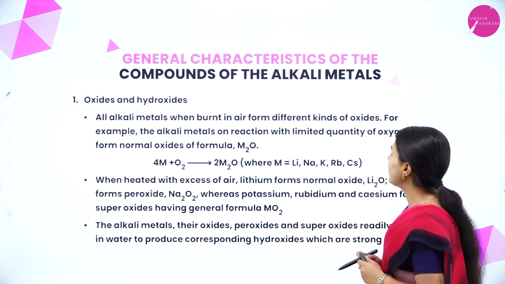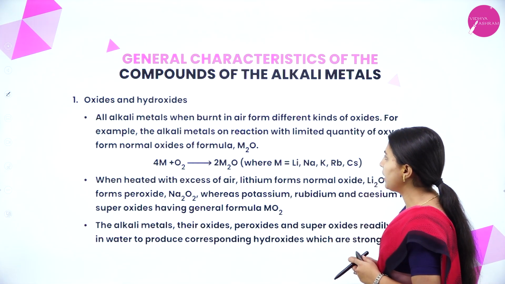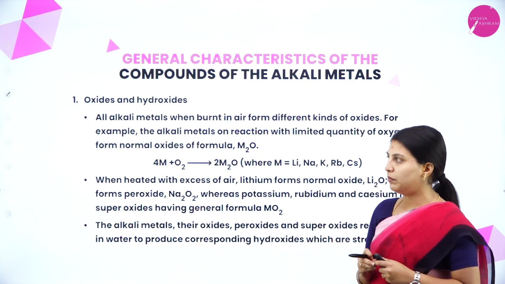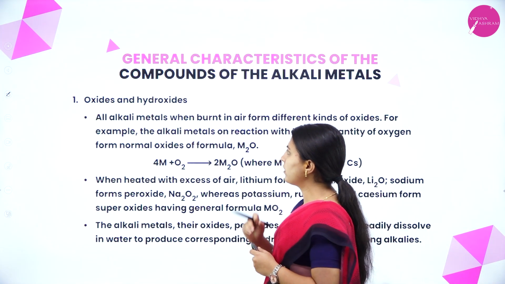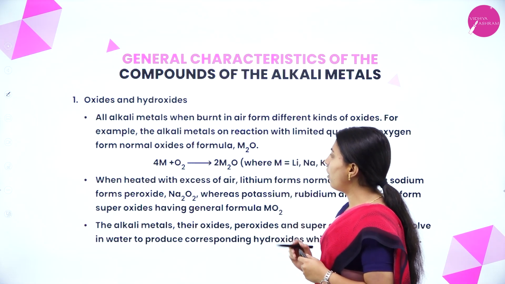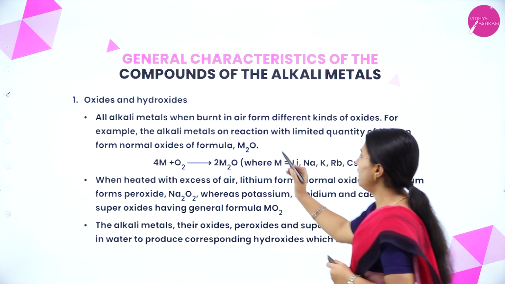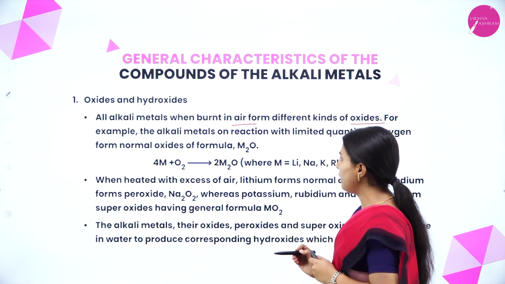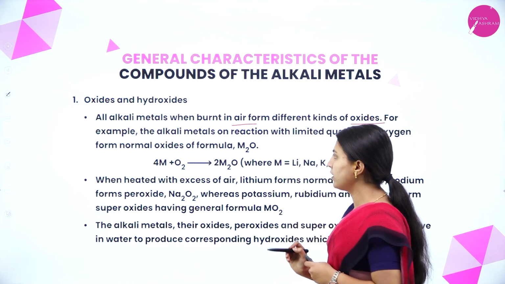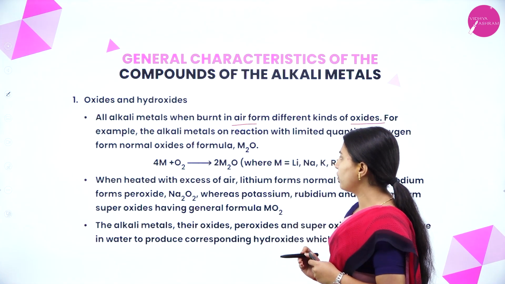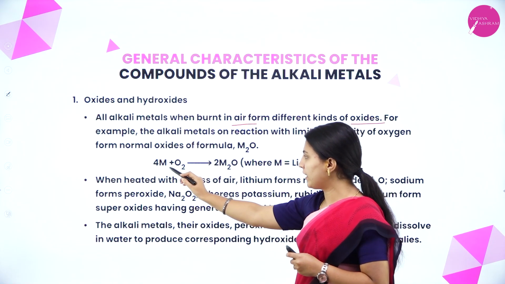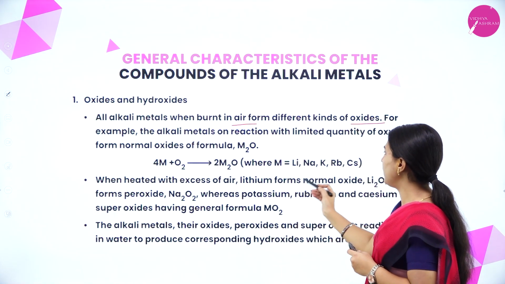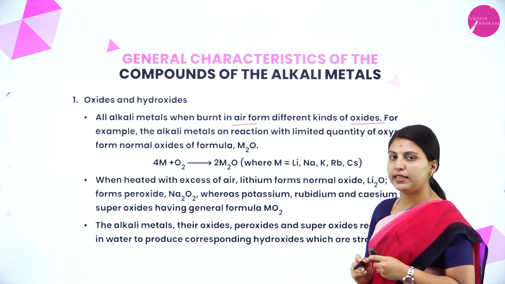Next, general characteristics of the compounds of the alkali metals. What are the general characteristics of compounds present in the alkali metals? We will see one by one, that is oxides and hydroxides. All alkali metals when burnt in air form different kinds of oxides. For example, the alkali metal on reaction with limited quantity of oxygen forms normal oxides of formula M2O. Any alkali metal which reacts with oxygen will form metal oxide. M can be lithium, sodium, potassium, rubidium or cesium.